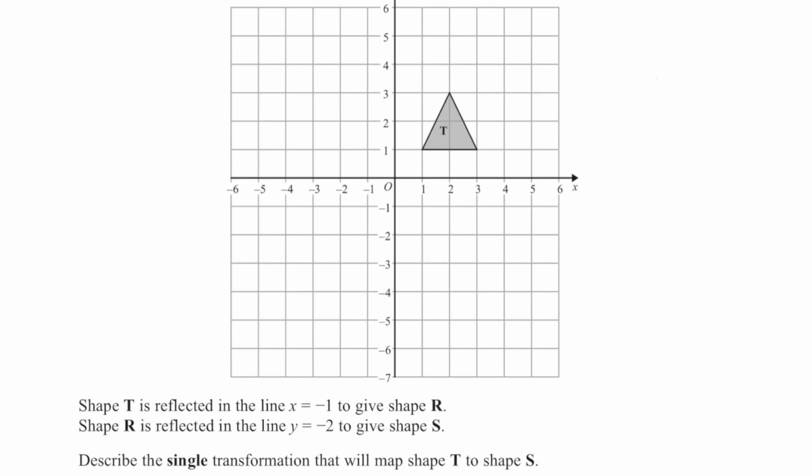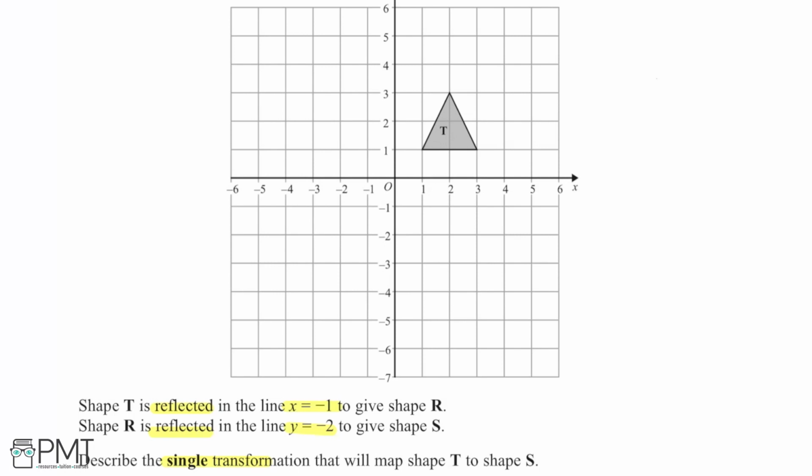So here we're told that shape T is reflected in the line x equals -1 to give us shape R. And then shape R is reflected again, but this time in the line y equals -2 to give a new shape S. And we're then asked to use this information to describe the single transformation that will map shape T, so the original shape, to shape S, which is the last shape that we're going to work out.